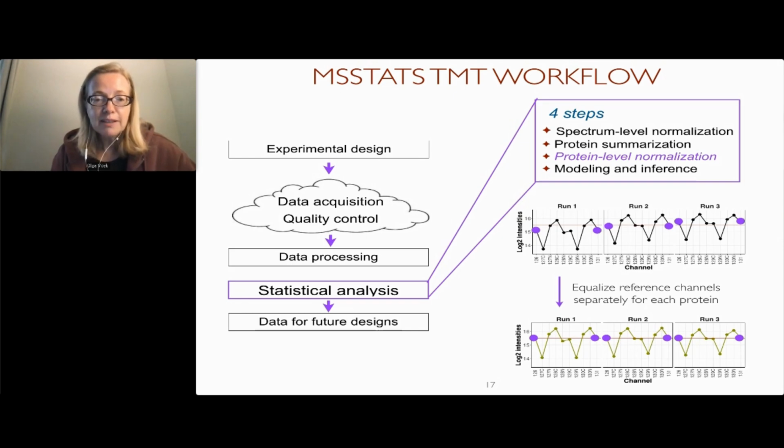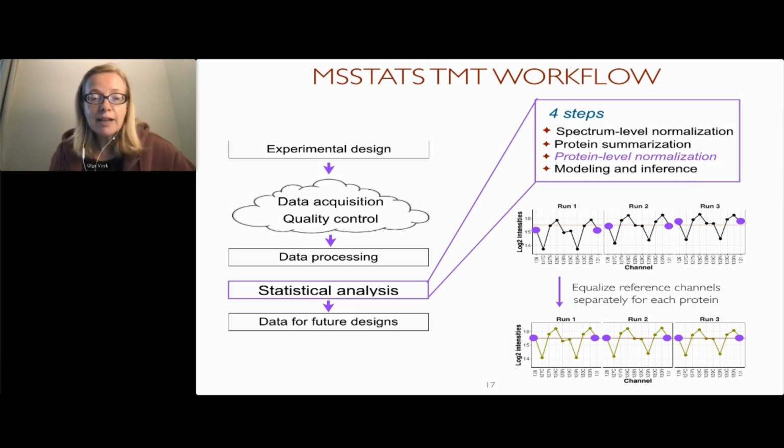And we see that the red line is roughly the median of those. So we see that in run 1, the reference is slightly below the red line. Run 2 reference is roughly on the red line. Run 3 reference is roughly above the red line. So what we will do, we'll equalize all of these reference channels, and then we will apply the same shifts to every other channel in the run to compensate for the fact that we have different PSMs.